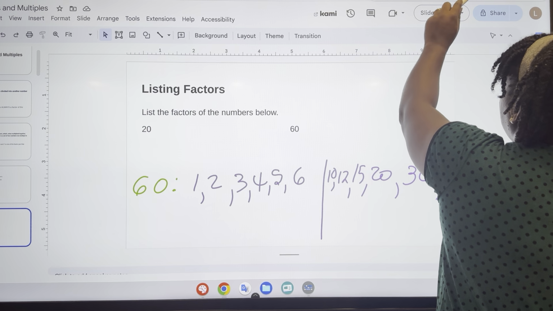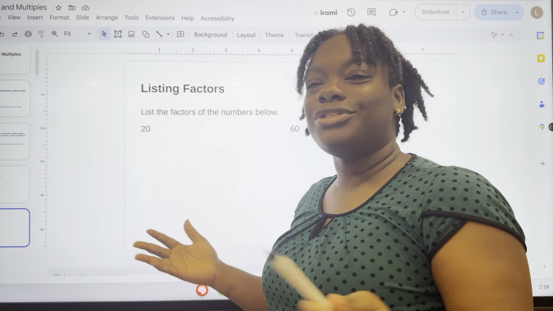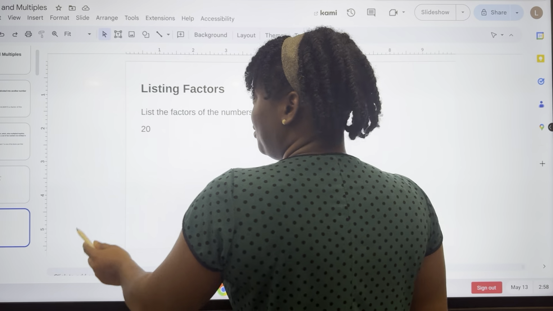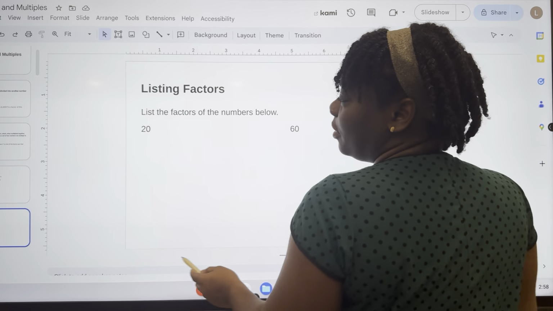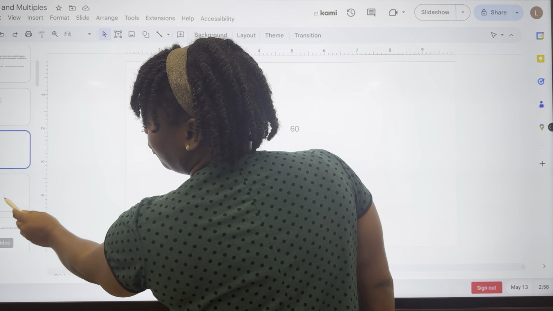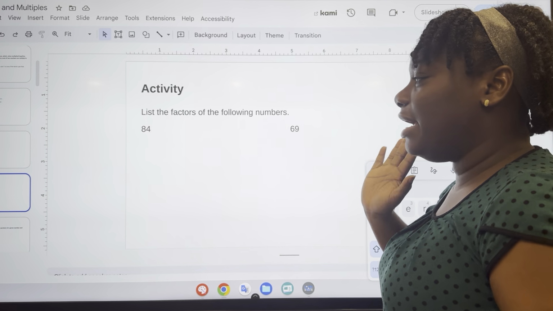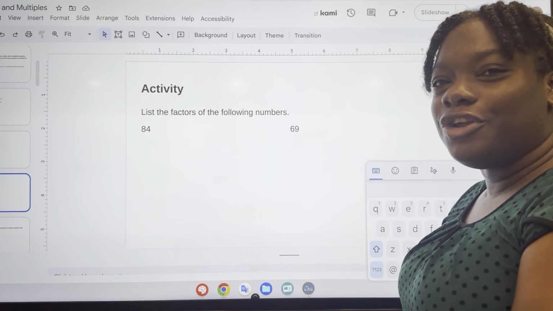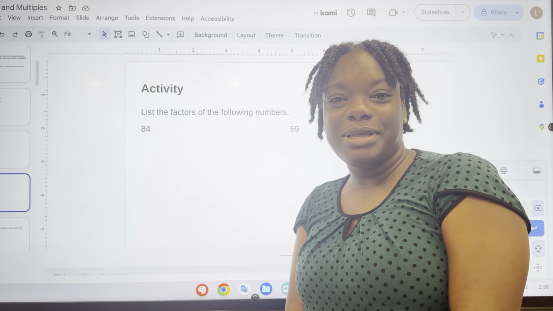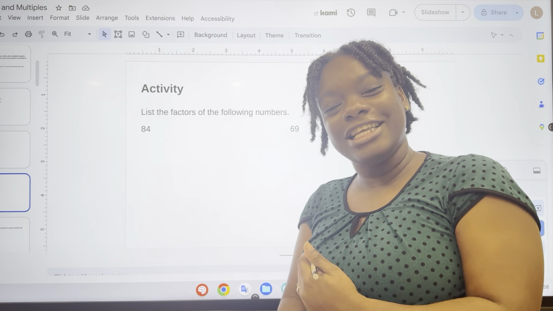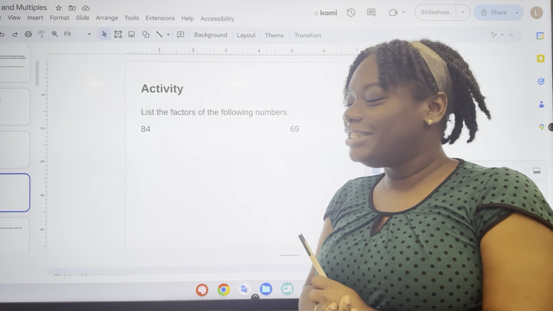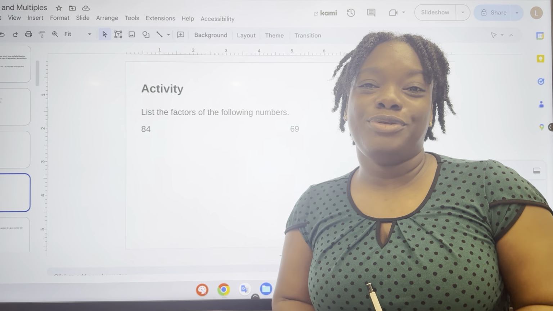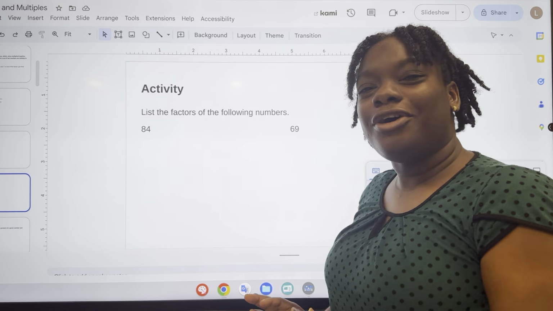Nice. And that's one easy way to just know if you are finished listing all the factors. I want you to go ahead and try and list the factors of these numbers for yourself. Put your answers in the comment section and let's see how well you did on listing these factors using the idea of factor pairs to help you. All right? All the best.